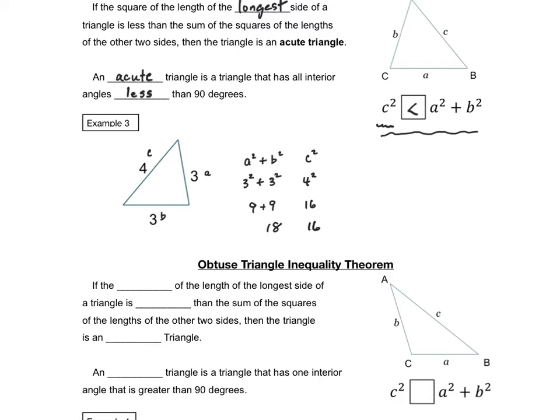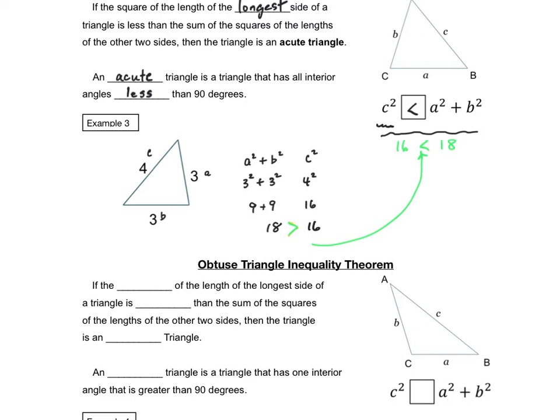And just looking at that, I left out my symbol here intentionally because I didn't know what was going to happen. And sure enough, the sum of the squares of the other two sides is going to be 18, which is going to be greater than 16. So there you go. In this case, we have an acute triangle. And then if I needed to flip it around, of course, 16 is going to be less than 18. So there we go. We have an acute triangle based on its side lengths.